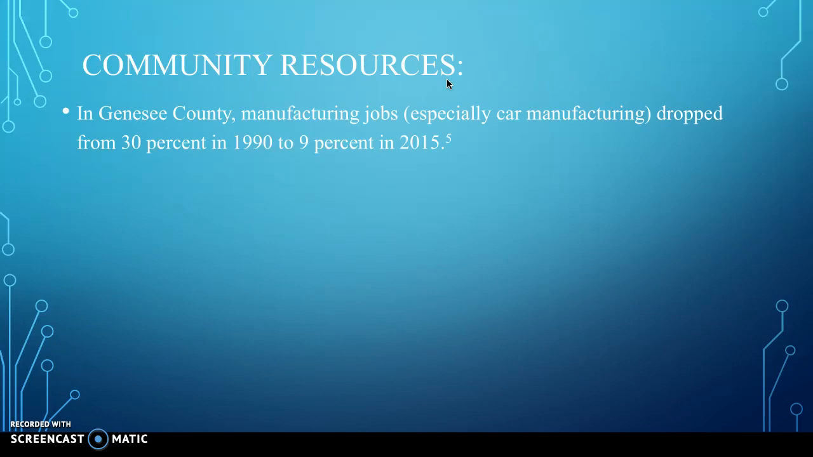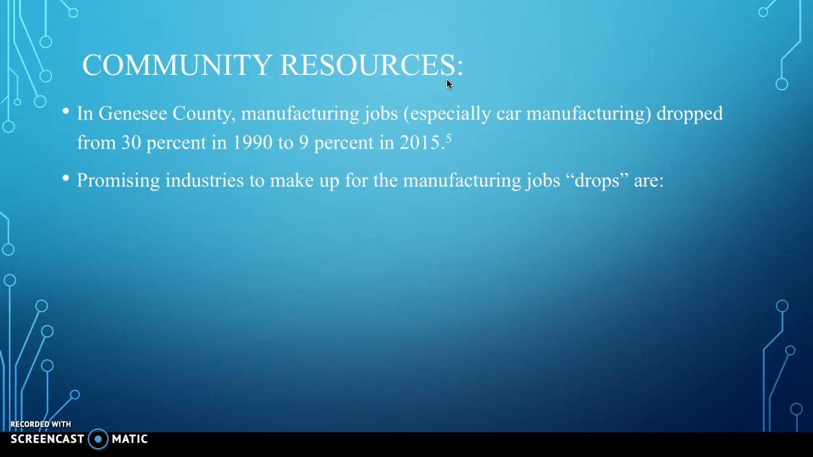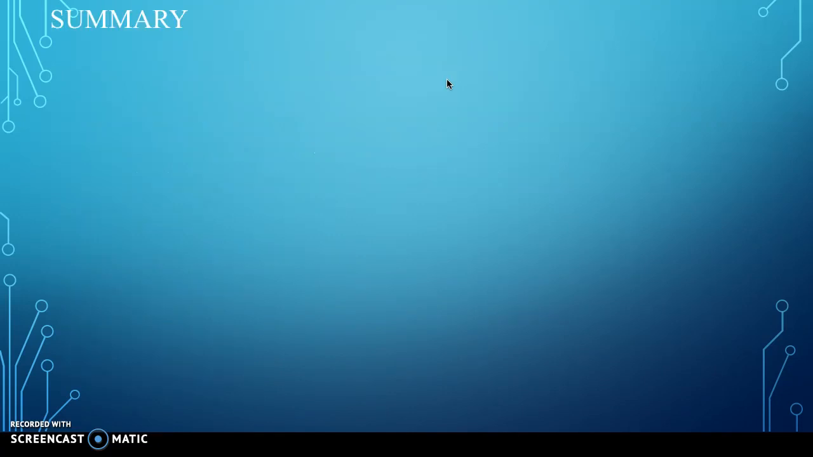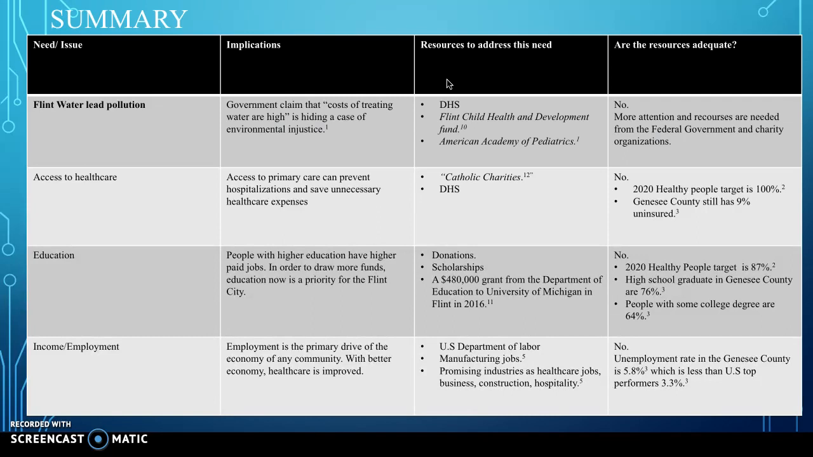Community resources in Genesee County: manufacturing jobs, especially car manufacturing, dropped from 30% in 1990 to 9% in 2015. To make up for this drop, there are promising industries such as construction, professional and health services, business services, social assistance, leisure, and hospitality. We have this table to summarize the health needs for the Flint community and what we have as resources right now, and whether or not we need other resources.